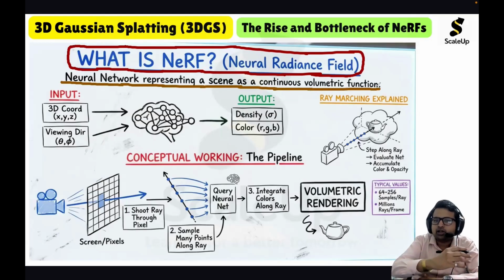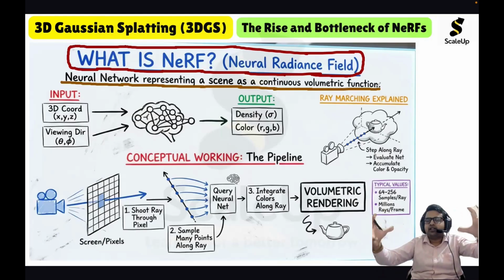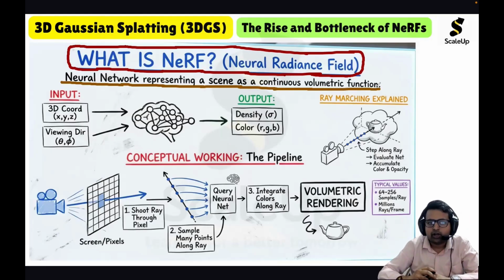So we already saw the implicit representation of a 3D scene using neural networks. That is what neural radiance field is, wherein we are representing a 3D scene in the form of a neural network. So the neural network is representing a scene as a continuous volumetric function. So instead of storing explicit geometry, the network memorizes the scene during training, allowing it to output the density and color of any point in 3D space when queried. So this is the neural network.